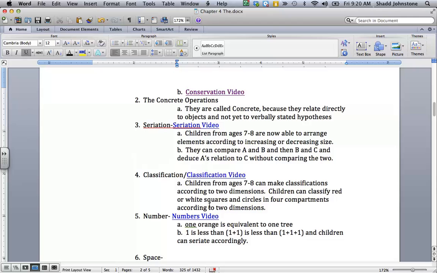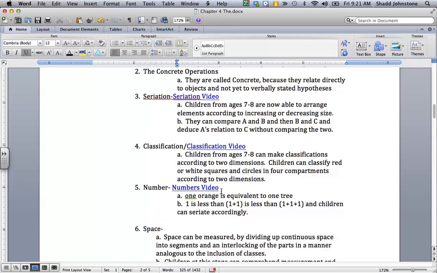There's also classification, where kids can classify red or white squares and circles in 4 compartments according to 2 dimensions, whereas kids that are younger are not able to do that. There's also the numbers: kids that are younger than 7 have trouble with seriation, like 1 is less than 2, which is less than 3, and doing that.